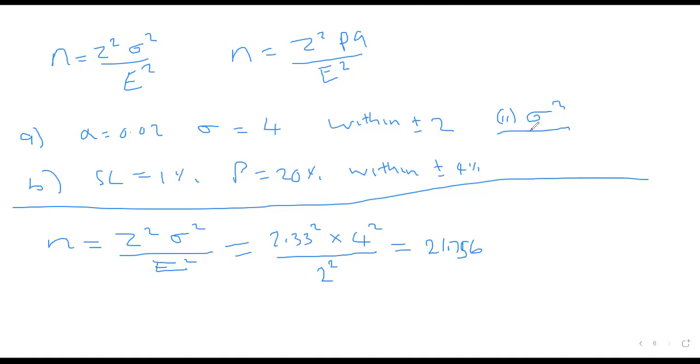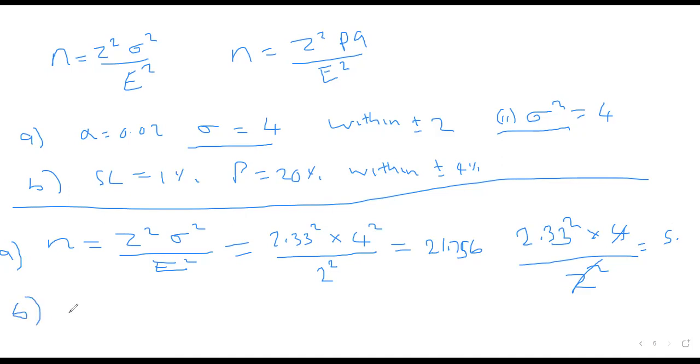In the event that you are given, instead of standard deviation 4, a variance of 4, the only difference is that you don't square the 4 here. You simply have what's already squared in terms of variance. So you simply have 2.33 squared times 4 over 2 squared. So this and that cancel, and we're going to have 5.1 something. So you need to also be careful what you're given. This is part A. Is that clear? You're given a variance here, so don't square it because it's already squared as variance. Get the difference?